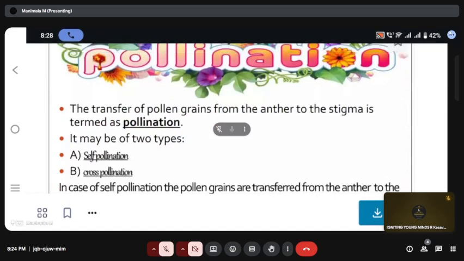So the next topic is pollination. We'll go with pollination. So what is pollination? I think it's an easy topic. You all know what pollination is. Transfer of pollen from the anther of a flower to the stigma.